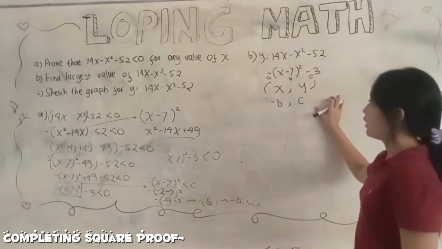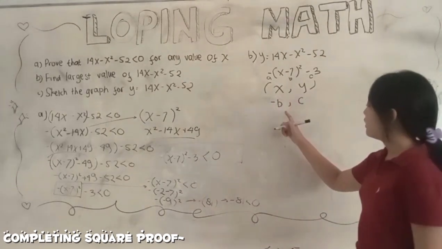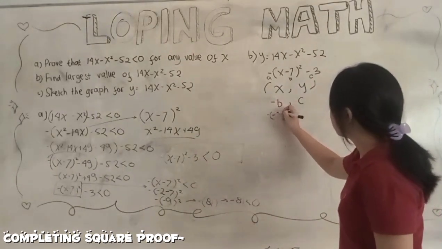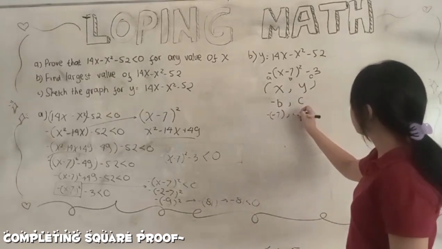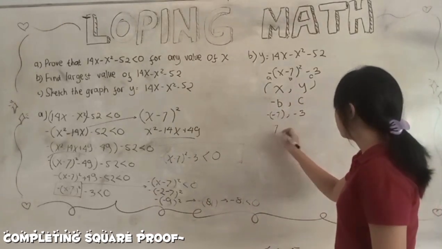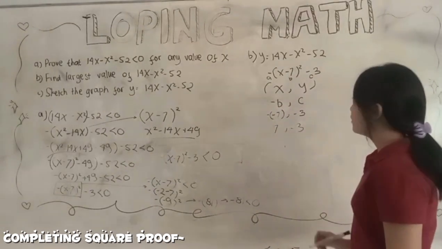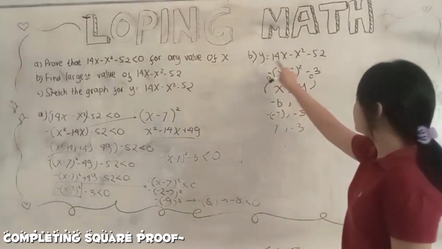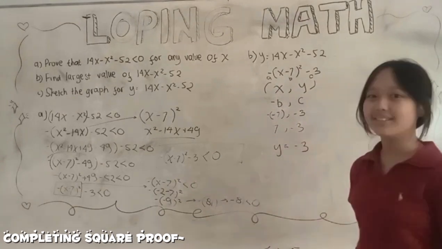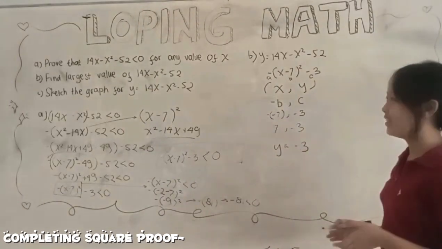So from here we can clearly see that x equals minus b, so it will be minus times minus 7, and the c here is minus 3, right? So we get the final answer 7 and minus 3. So our largest value for this equation for y is minus 3, and that's all. Okay, that's pretty easy, right?